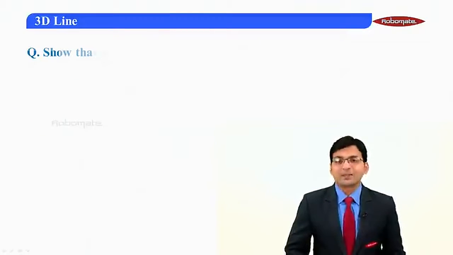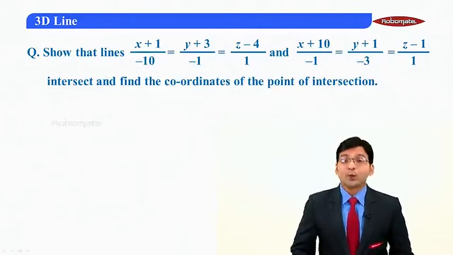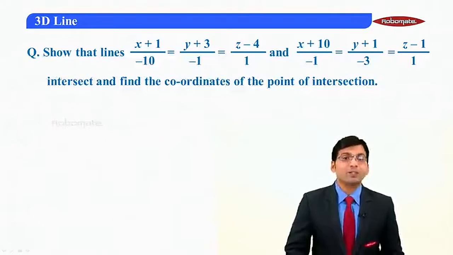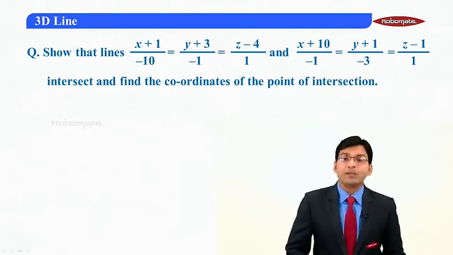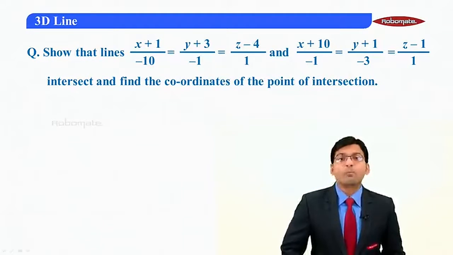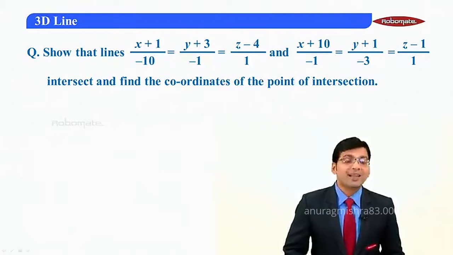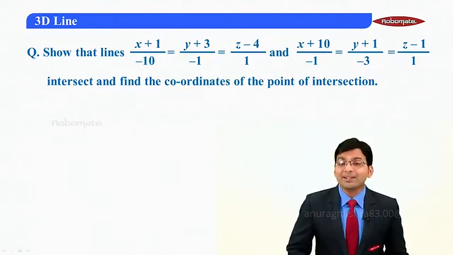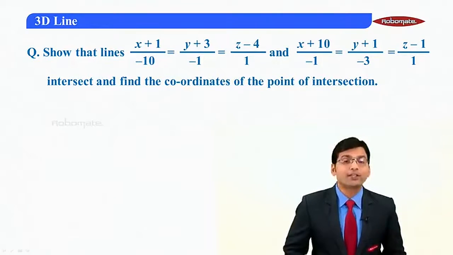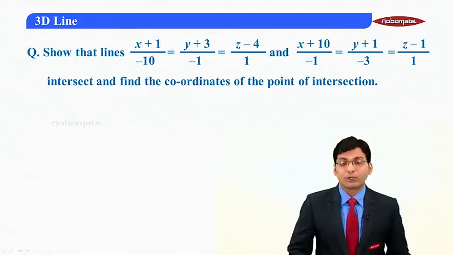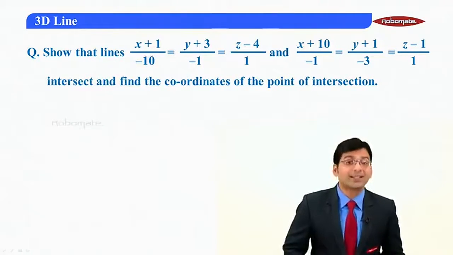Okay, let us start. The first question says, show that the lines (x + 1)/(-10) = (y + 3)/(-1) = (z - 4)/1 and (x + 10)/(-1) = (y + 1)/(-3) = (z - 1)/1 intersect, and find the coordinates of the point of intersection. So we need to show that the lines intersect, students.